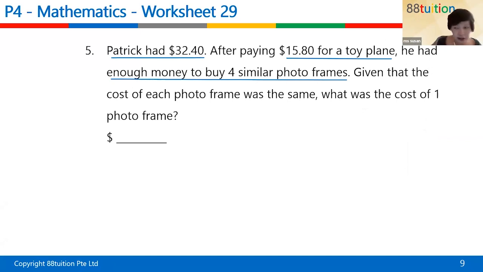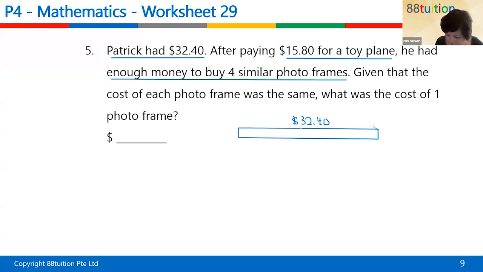So first thing first, if I have a model ruler, I'll draw $32.40 for the entire amount that he has. So this will be $32.40. And $15 will be somewhere here. And he goes and buys a toy plane, which costs $15.80. And what he did was he bought 4 photo frames, which is the same price for each of them. So you need to find the price for each one.